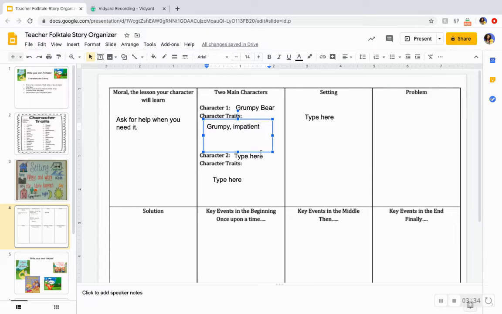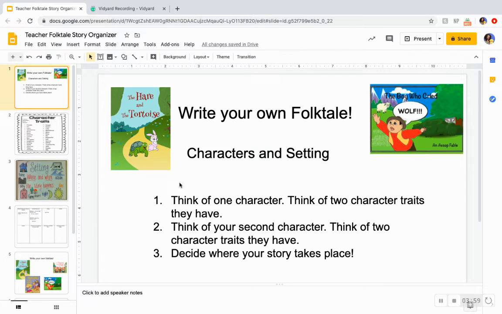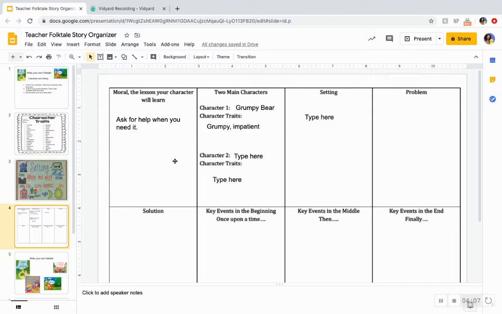Now, I just listed them this way. If you'd like to put them in a complete sentence, you may, but it's okay to just list your character traits here because this whole graphic organizer is just to help us organize our thoughts. All right, so the first thing I did was I thought of my character. Then I thought of two character traits that that character has. You can pause our video here if you'd like and stop and do number one. Think of your character and think of two character traits. Go to your worksheet that is inside of this site and type in the character and the character traits.